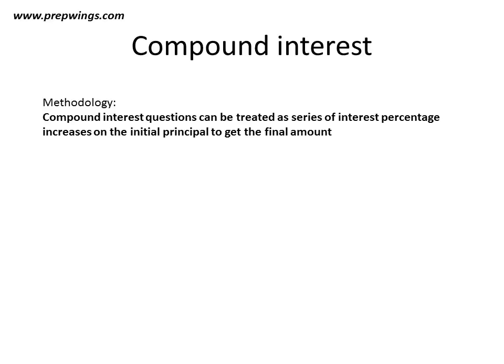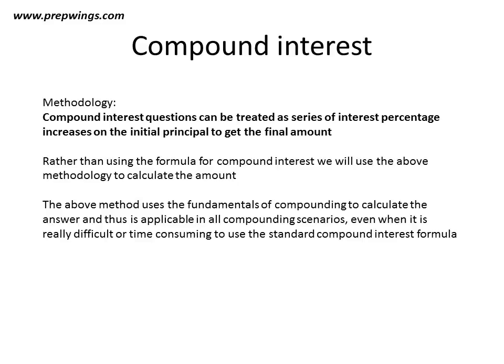The methodology that we'll use for compound interest questions is that we'll treat compound interest as a series of percentage increases on the initial principal to get the final amount. We will not use a formula for compound interest because using the formula can become cumbersome in some situations, and this is more logical. You'll see when we do examples.